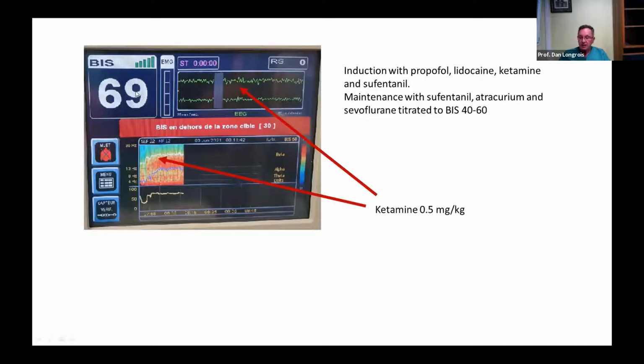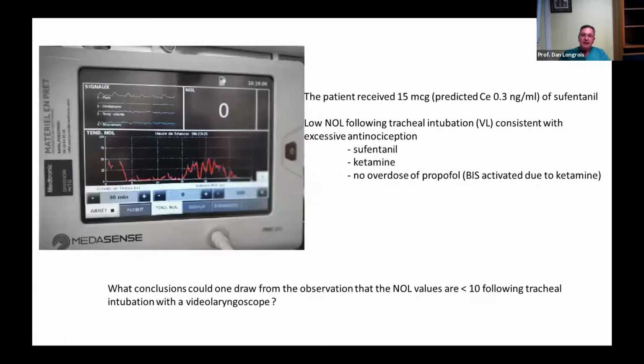It takes about 15 to 20 minutes, and you need to look at this information and integrate it into your clinical reasoning. Now, what happened here is, the patient was induced, and the NOL value prior to induction, well, it can be that the patient was not in pain, but you cannot interpret this information reliably.